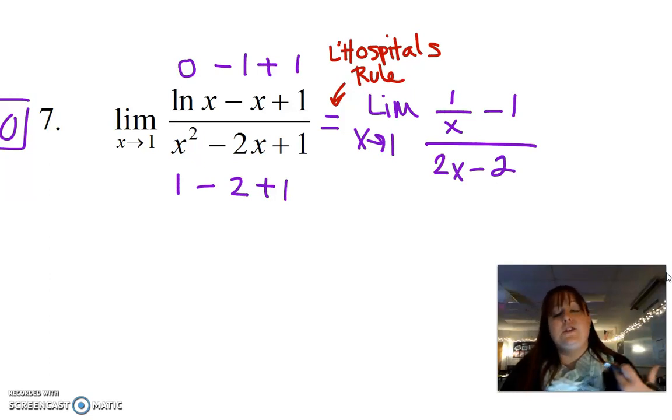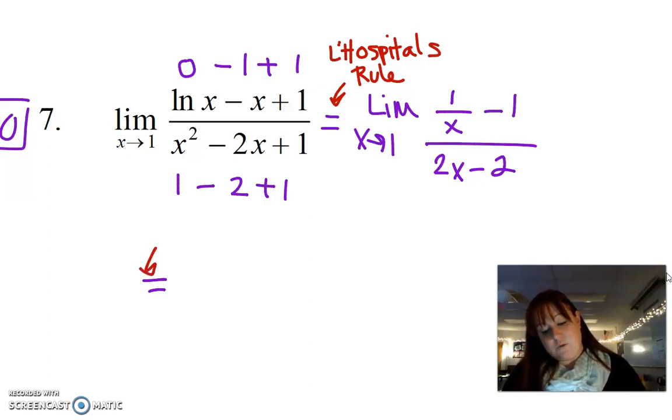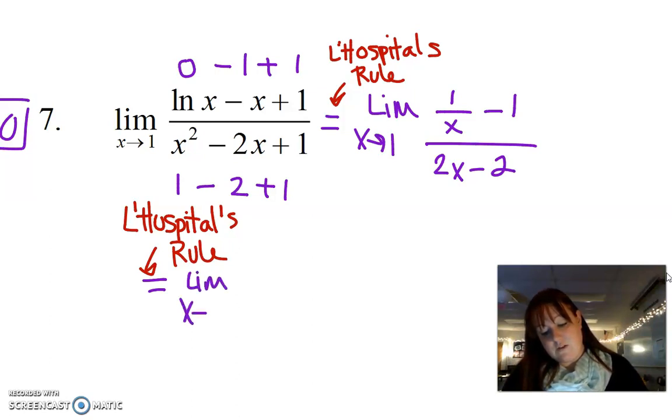Okay, now I check. If I put 1 in here, what happens? I get 1 minus 1 on top, which is 0, so I'm not looking good, and then 2 minus 2 on bottom, which is 0. So I get the indeterminate form of 0 over 0 again. So I can apply L'Hopital's rule again. And I get that the limit of that function equals the limit of this function.